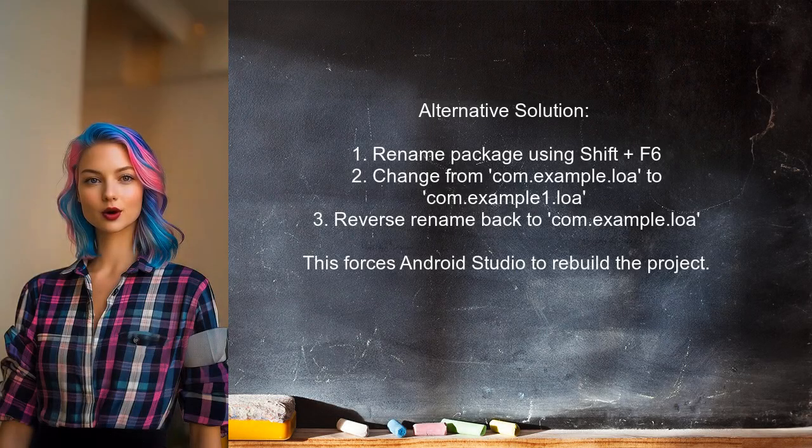An alternative solution from another user suggests renaming the package in your AndroidManifest.xml. They recommend using Shift plus F6 to change the package name from com.example.loa to com.example1.loa. After that, reverse the process to rename it back to com.example.loa. This method prompts Android Studio to rebuild the project with the new name and then with the original name, which can resolve the unresolved class error.